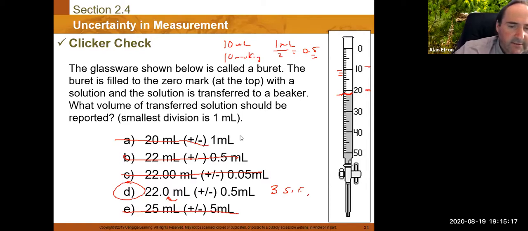Any questions on that reading there? And again, it is 20 point something, not 30 something. Again, reading from the top down because that's where the 0 is. Any questions on that?